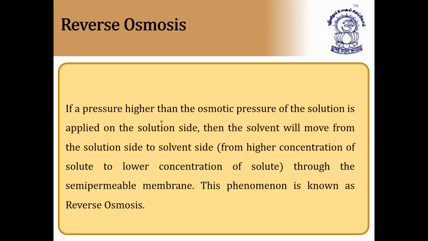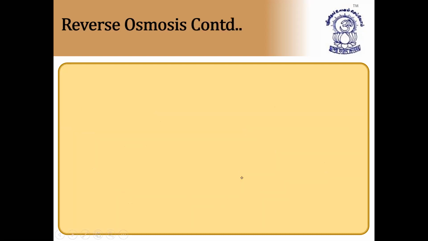Based on this reverse osmosis only, we can make drinking water from seawater, because seawater contains salts. So to purify seawater into drinking water, we will use the process called reverse osmosis, where we apply high pressure greater than osmotic pressure so that the solvent will move from the solution side to the solvent side, that is from high concentration to low concentration.